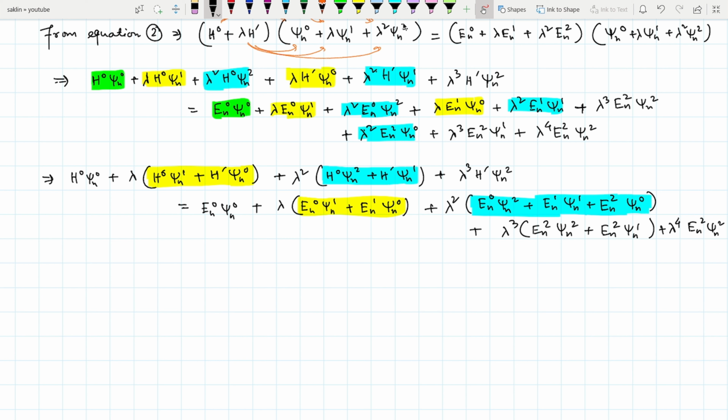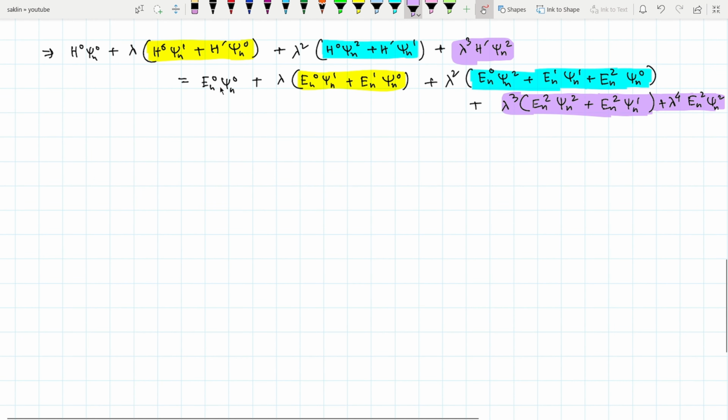Now I will not take these violet colored terms, because we will calculate only the first order and second order energy correction and energy eigenfunction, so these are not needed for us.